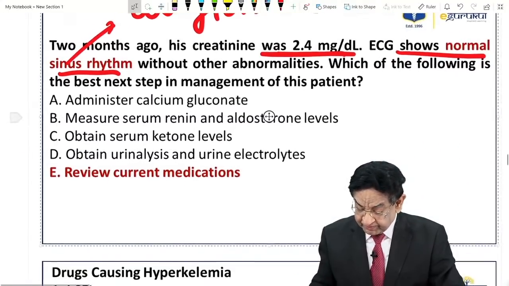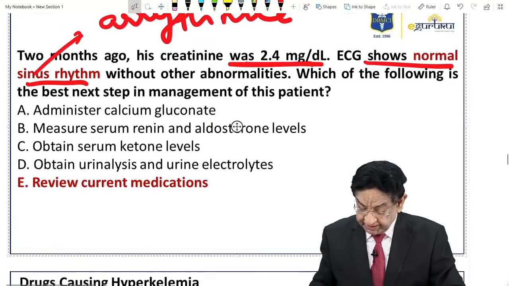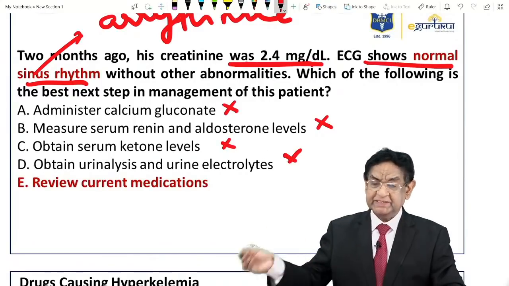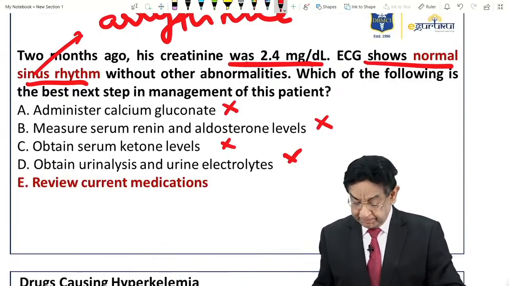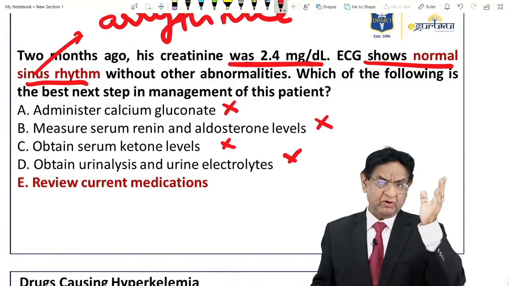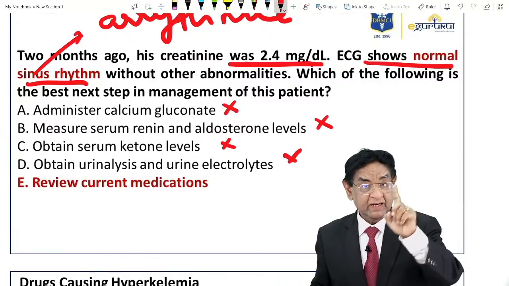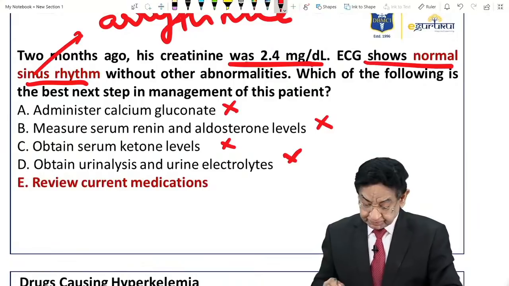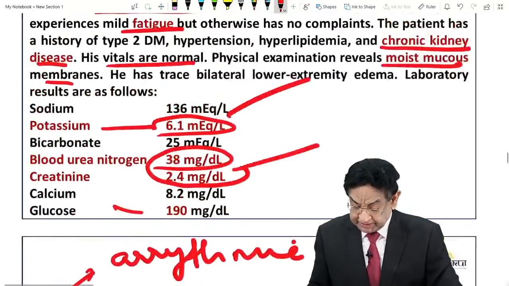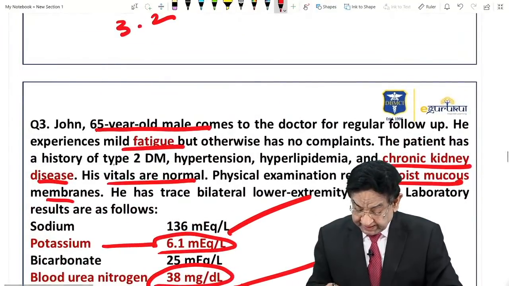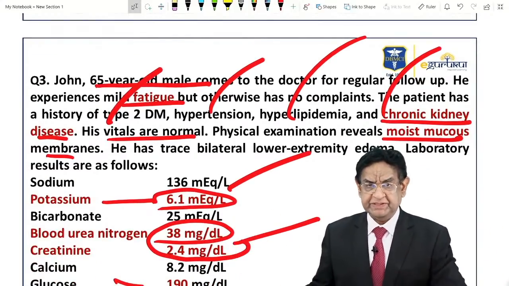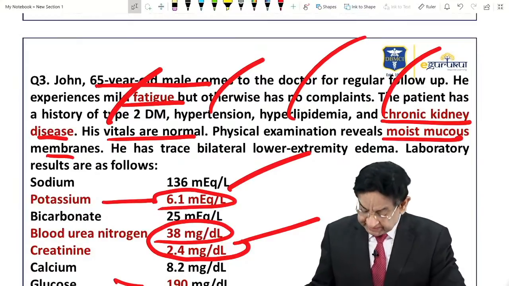Now what is the one thing you would like to do? Calcium gluconate, no. Insulin, no. These, no. Why no? I will be discussing in the coming slides. But as of now, hyperkalemia has occurred. It is on the higher side, but not extremely high. But remember, there is no problem. You review your current medication, that is the answer. He has got so many diseases: diabetes, hypertension, hyperlipidemia, chronic liver disease. He has n number of diseases. Let us investigate what he is taking.